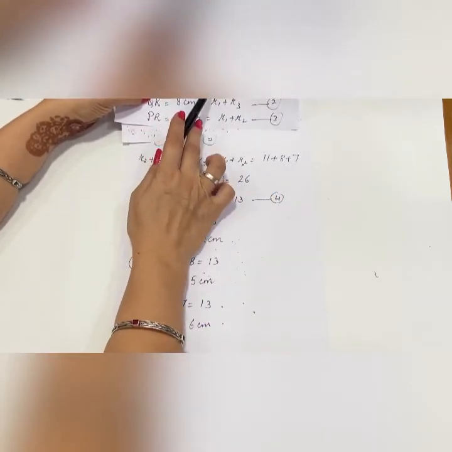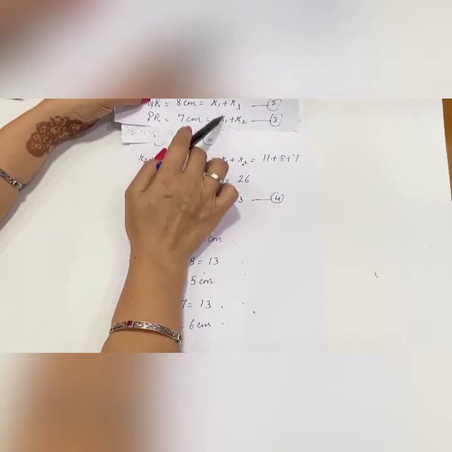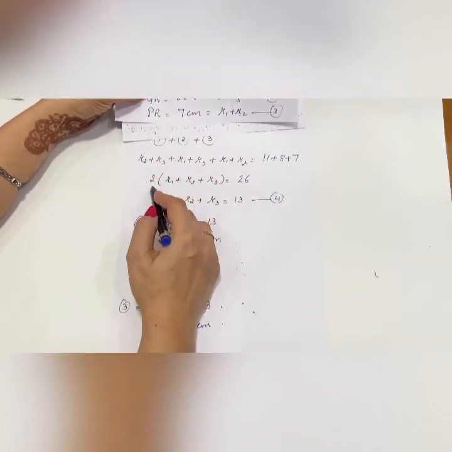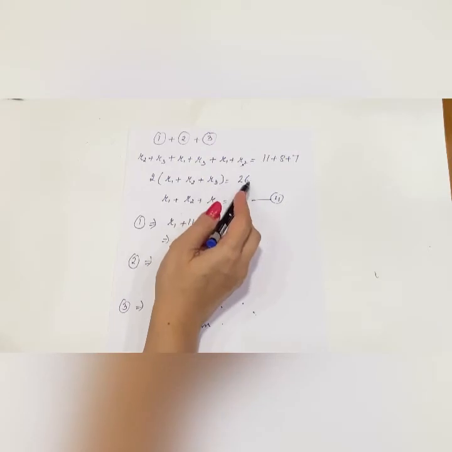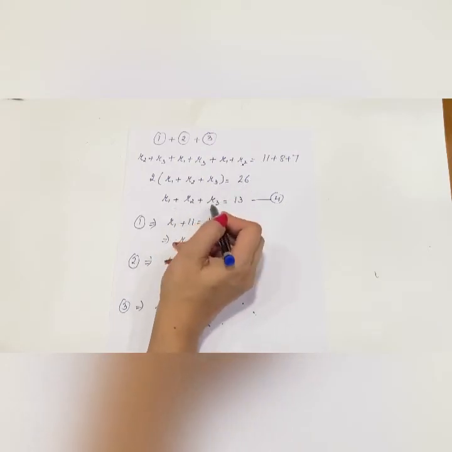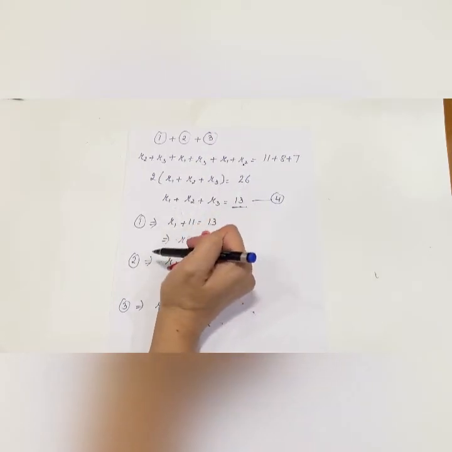Now in this you can see R2 is repeated, R1 is repeated, R3 is repeated. So 2 times R1 plus R2 plus R3 is equal to 26. R1 plus R2 plus R3 comes out to be 13 centimeters. Now we have to find the values.